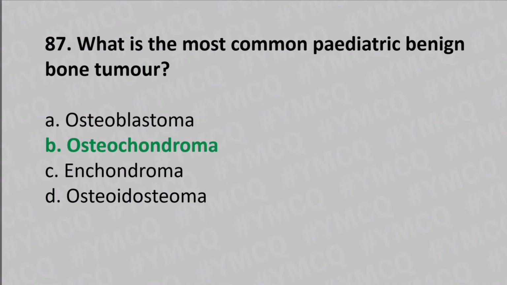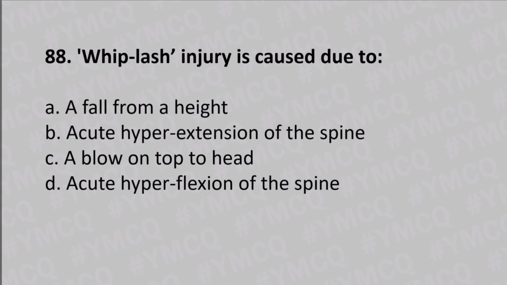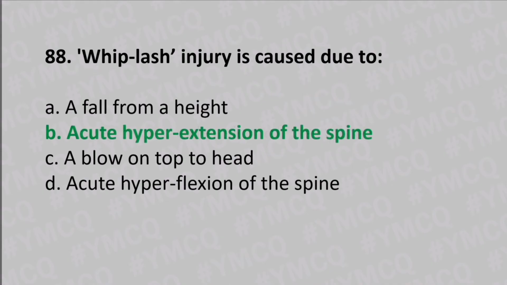Moving to our 88th question, whiplash injury is caused due to Option A, a fall from a height. Option B, acute hyperextension of the spine. Option C, a blow on the top of the head. Option D, acute hyperflexion of the spine. And the answer is Option B, acute hyperextension of the spine.